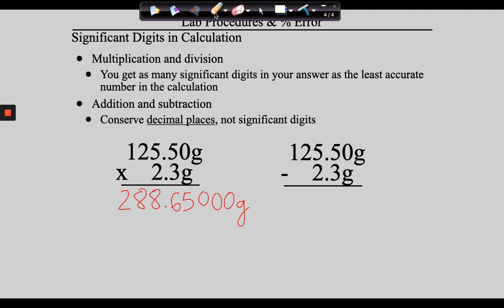So guys, let's talk. How many significant digits are in this top number? Five. If it's helpful to write that down, I'd encourage you to do it. Then, guys, what about the second one? Well, that's only two. So here's the rule. Your answer can only be as accurate as your least accurate factor. So our least accurate factor only has two significant digits, so we only get two significant digits in our answer, and that makes our answer 290 grams.